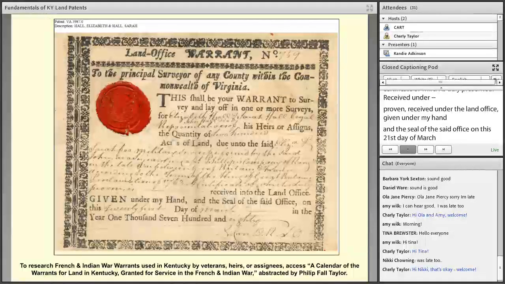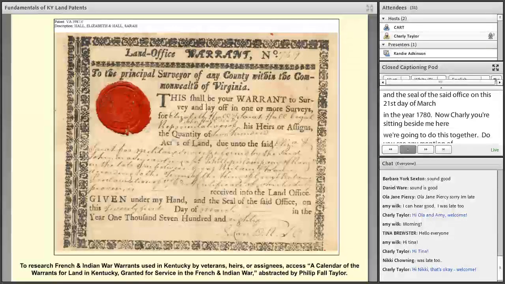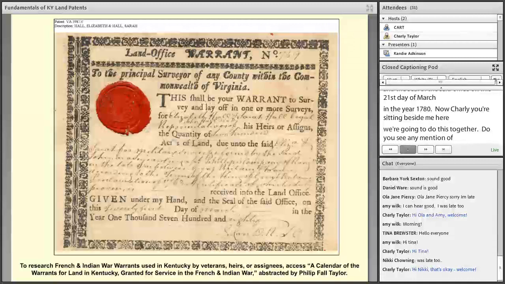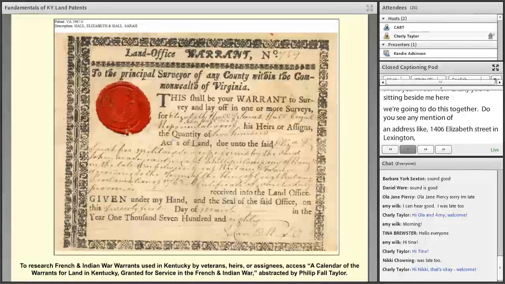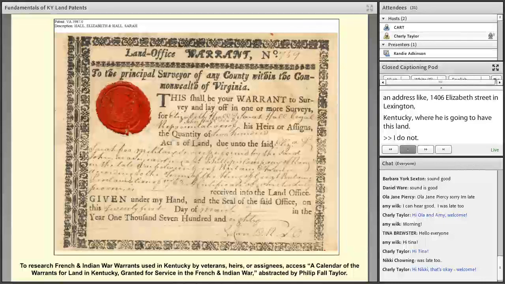Do you see any mention of an address, like 1406 Elizabeth Street in Lexington, Kentucky, is where he's going to have this land? I do not. You do not. It's vague, and that's for a purpose. It's so it can be assigned over or transferred to someone else who wanted to use several warrants to patent land.